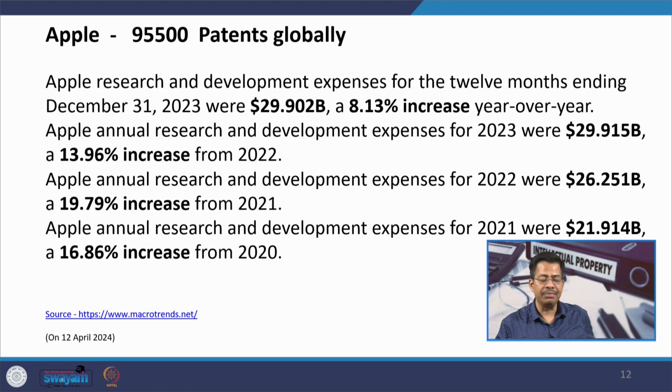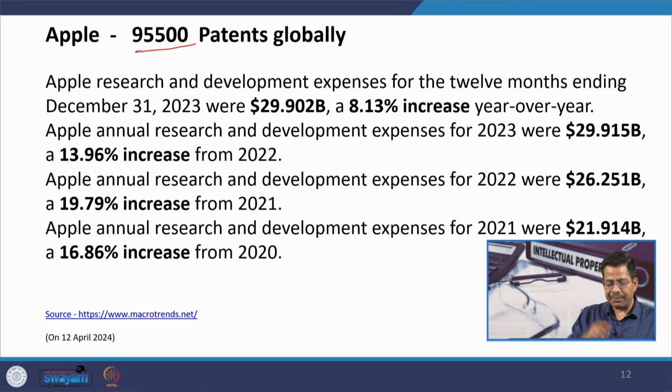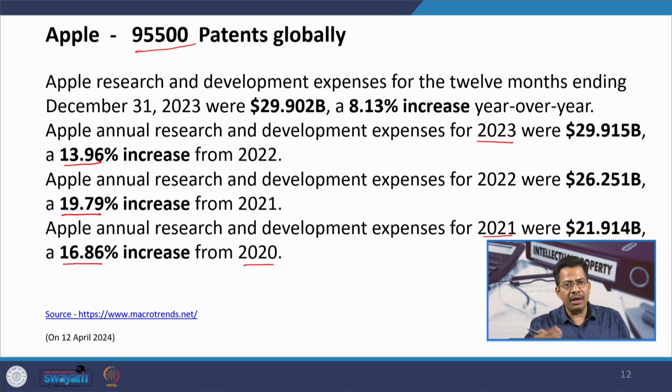We have a case of Apple, which has around 95,000 plus patents, and we all know Apple is one of the most renowned Fortune 500 companies, and many people say that it is among the top 5 in that list. Apple is already a very successful organization, but even then year on year they are increasing their R&D budget. Annual R&D expenses for 2021 increased by around 17%, then in 2022 by around 20% from the previous budget, and in 2023 again by around 14%. So, the year on year increase in budget is the reason why Apple is so successful.